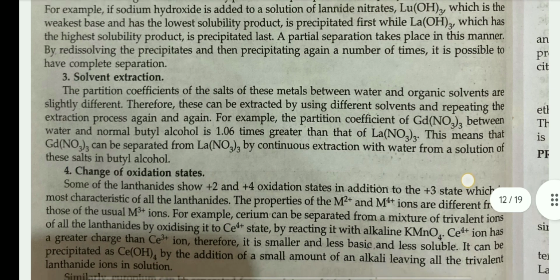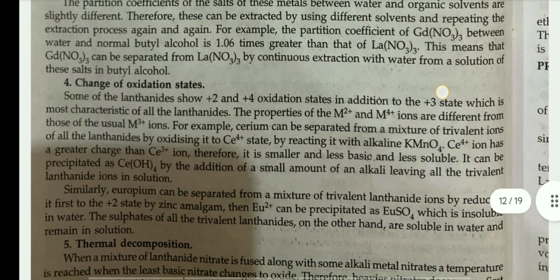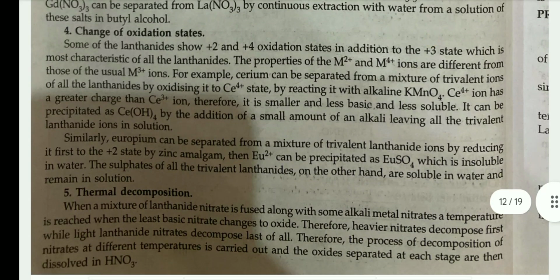Change of oxidation state. Some of the lanthanoids show +2 and +4 oxidation states in addition to the +3 state, which is most characteristic of all the lanthanoids. The properties of the M2+ and M4+ ions are different from those of the usual M3+ ion. For example, cerium can be separated from a mixture of trivalent ions of all the lanthanoids by oxidizing it to the cerium 4+ state by reacting it with alkaline KMnO4.